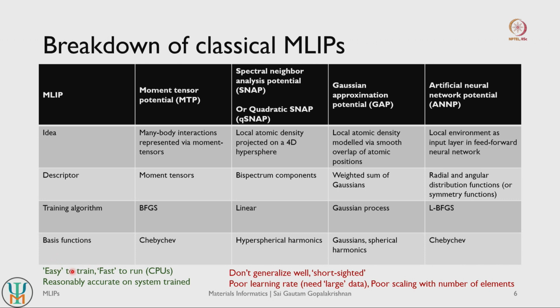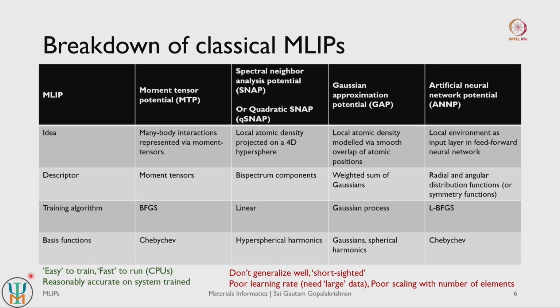Typically these are easy to train, so they do not require a lot of computational resources to train apart from your DFT calculations. So the DFT calculations to generate the training data set is a fixed cost, that you will have to spend irrespective of which potential you are using. So you will always have to generate a training data set. But once you have a training data set ready, these potentials, the classical machine learning interatomic potentials, are easy to train. So they train quite quickly.